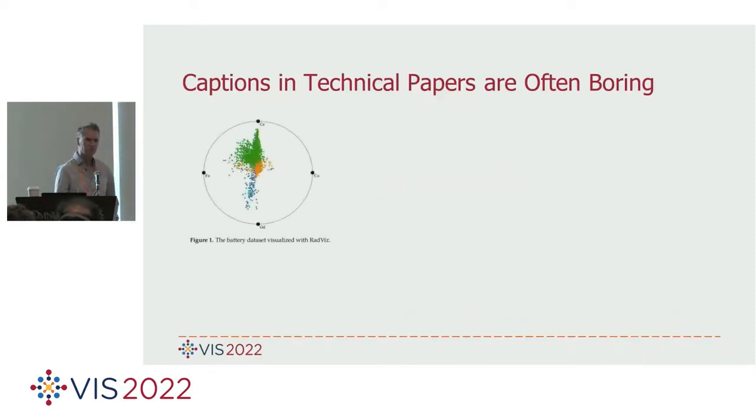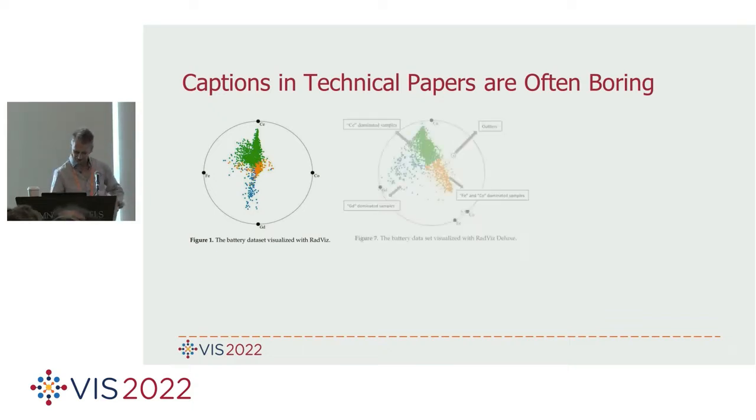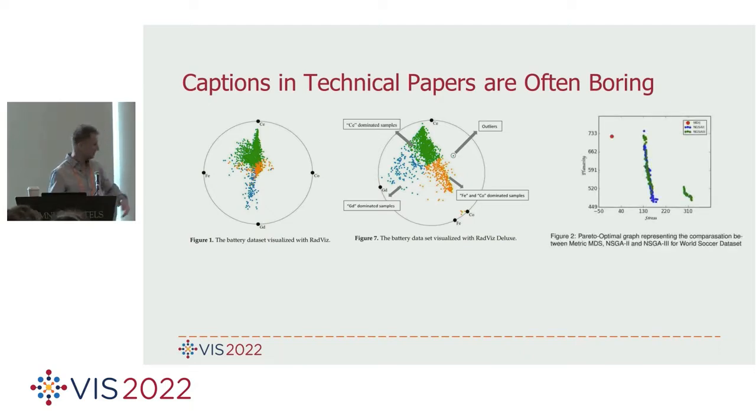When you look at the captions in our publications, they're usually miserably small. This one is from my own paper, the battery data set visualized with Radvis. Then there's another one from the same paper, the battery data set visualized with Radvis Deluxe. And another paper that I wrote, Pareto optimal graph spreading. It doesn't really say anything.